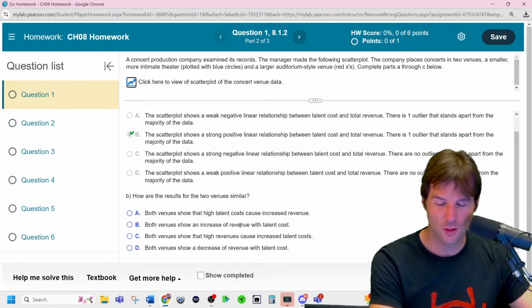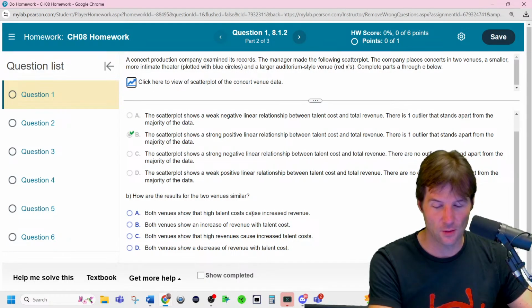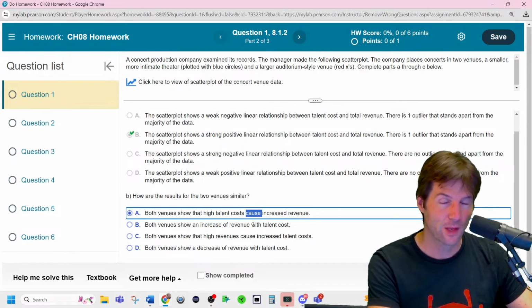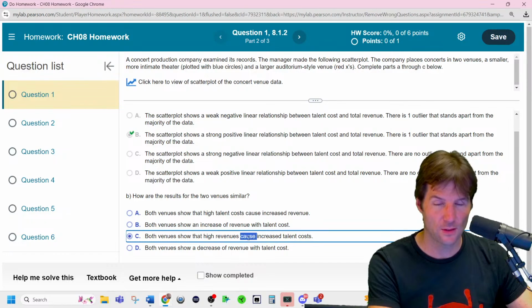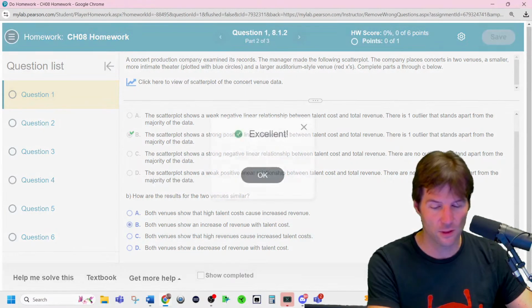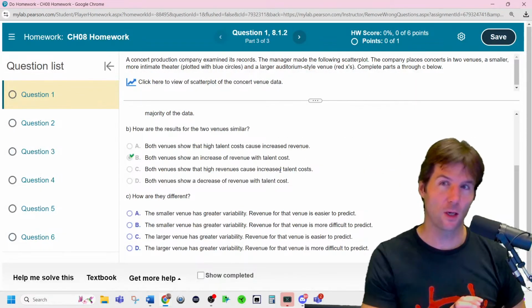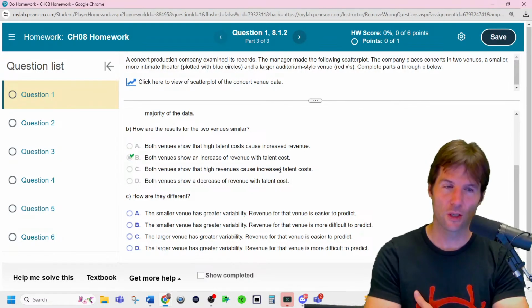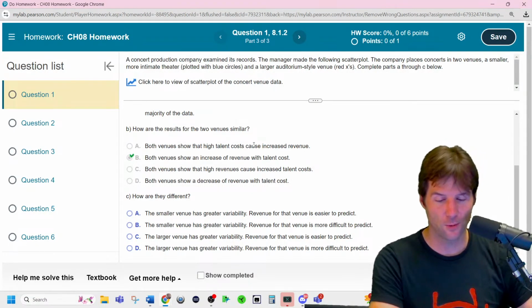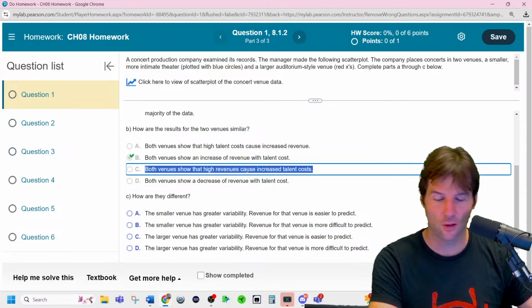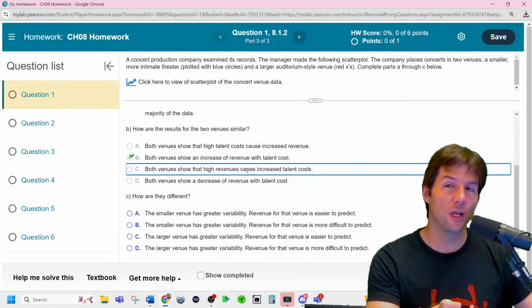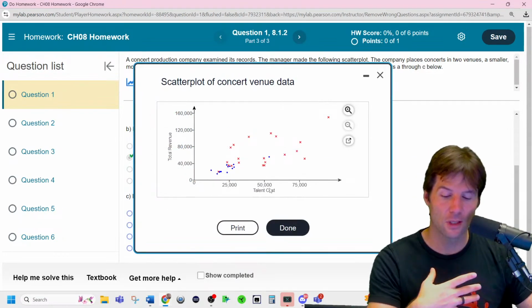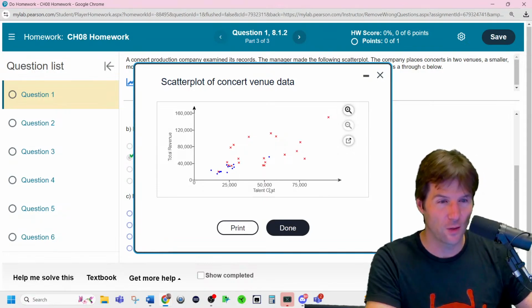So both venues show that higher talent cost causes, a bad word in this class. That's a bad word. Both venues show an increase in revenue with talent costs. Positive relationship. I want to pause right there because correlation is never causation, or at least we can't deduce that just from a correlation. So the word cause right there was a landmine for me where I was like, we can't say cause. There's an association between venues that have higher talent cost generally have higher revenue.